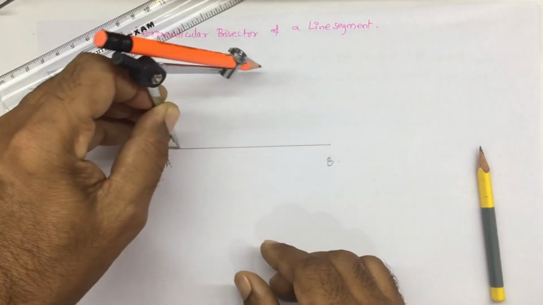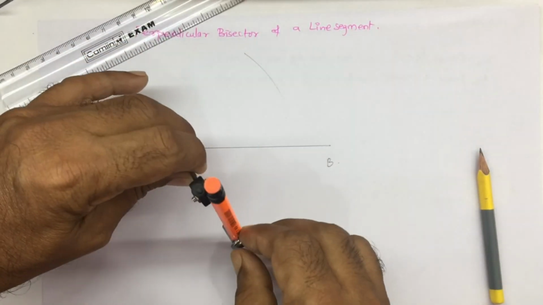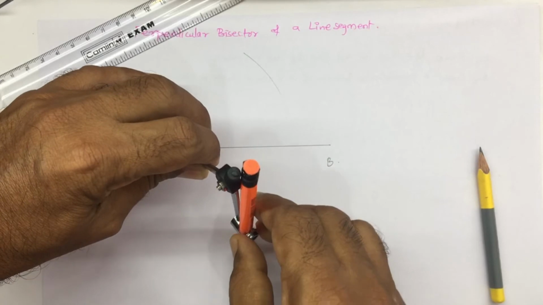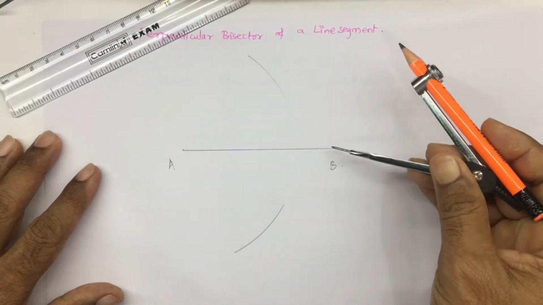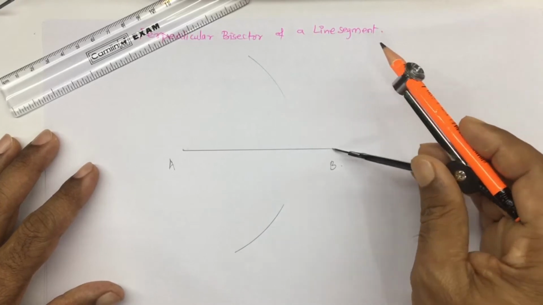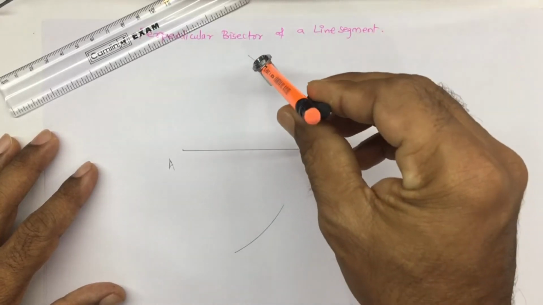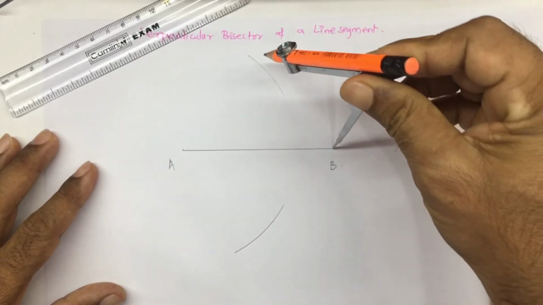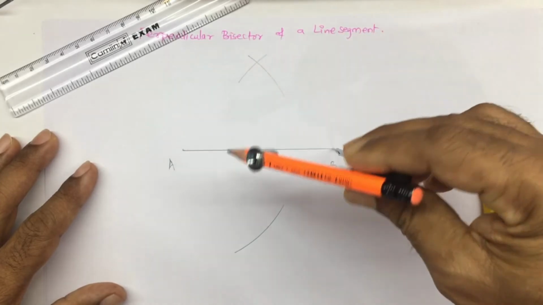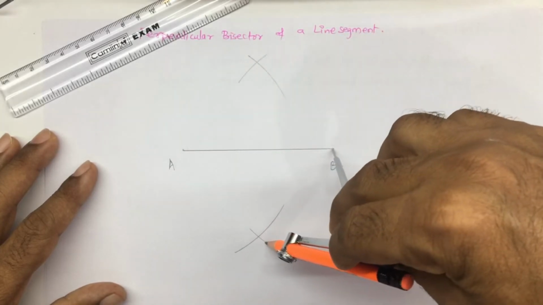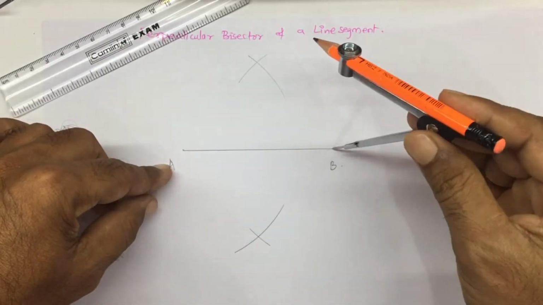You draw an arc from A on the top side, upward and downward, and similarly you draw the other two arcs on either side of this line segment from B, with B as a center. You draw the two arcs so that they cut the previous arcs which you have drawn from A.